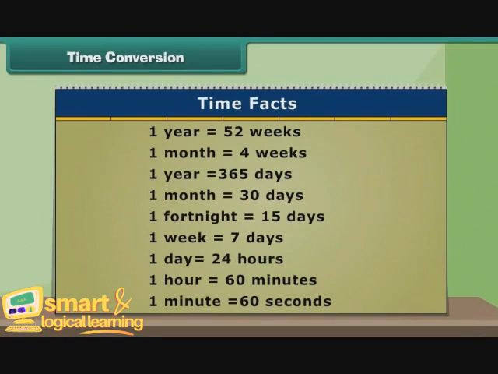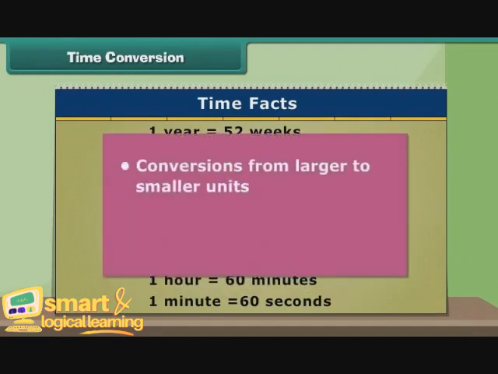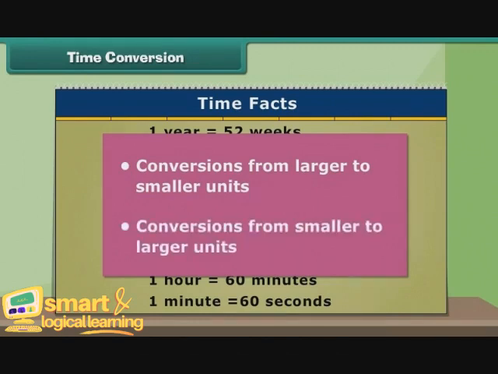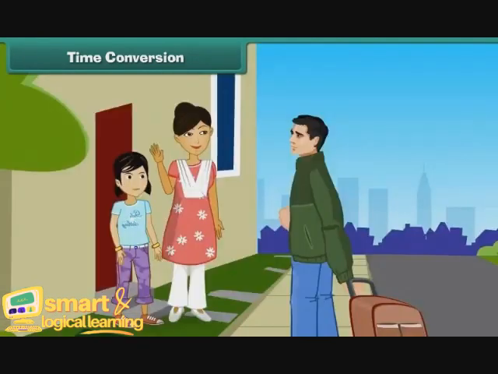Let us put these facts to use and perform conversions from larger to smaller units and conversions from smaller to larger units. Larger to smaller units. Rashmi's father has left for Dehradun. He will be there for a week and 7 hours. Express his stay in Dehradun in hours.